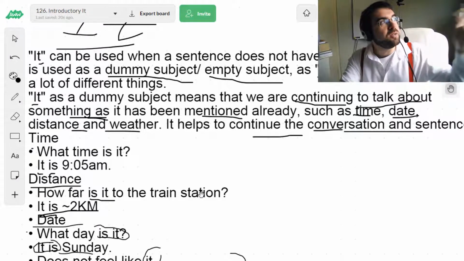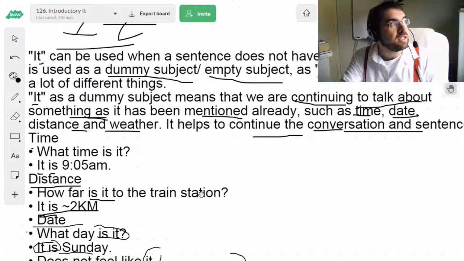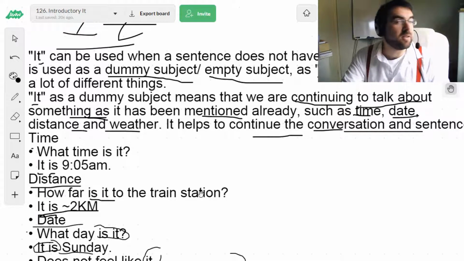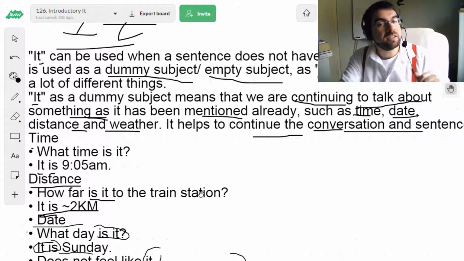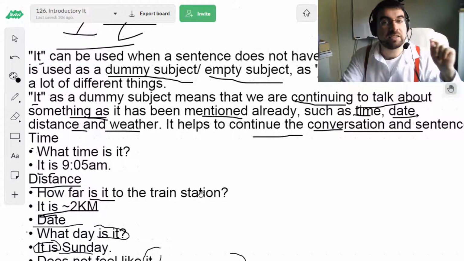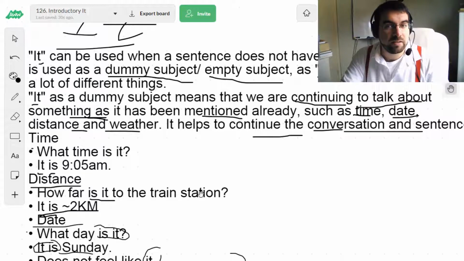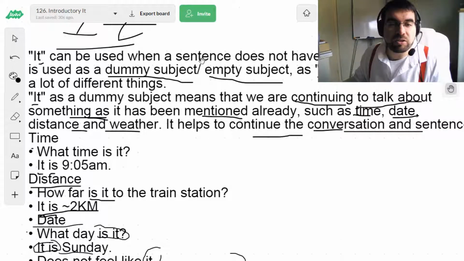The weather is nice. The weather is sunny. The weather is a little cloudy. The weather is about 16 degrees. No, no, no. The weather is nice. It is sunny. It is cloudy. It is 16 degrees. By saying it as a dummy subject, an empty subject, it represents something instead.